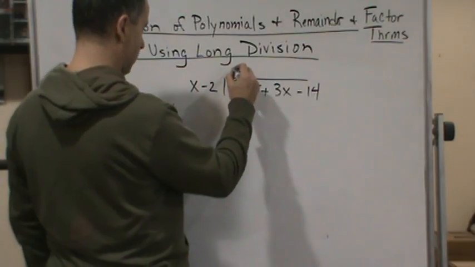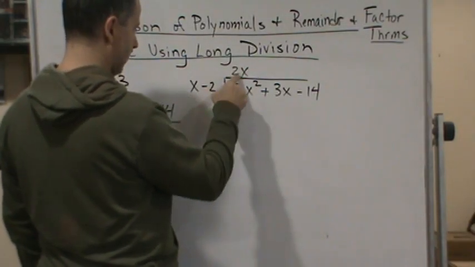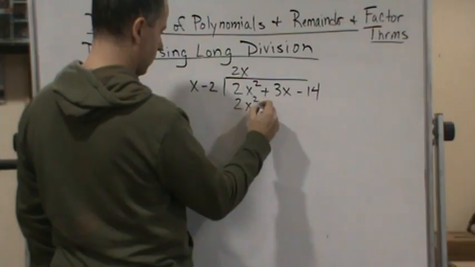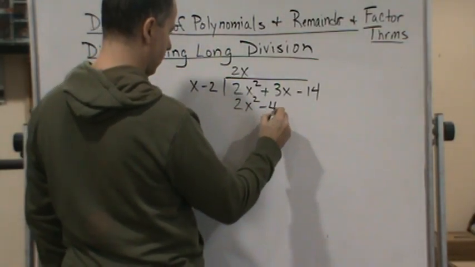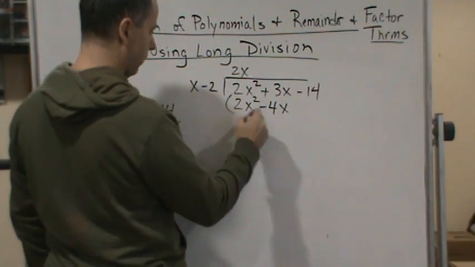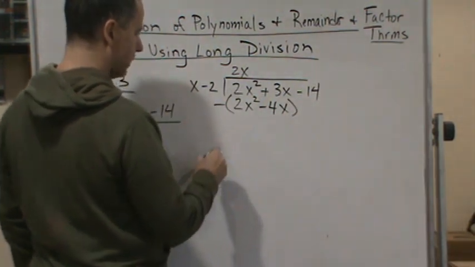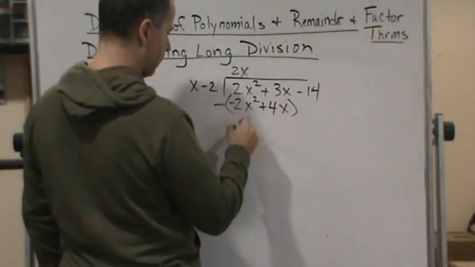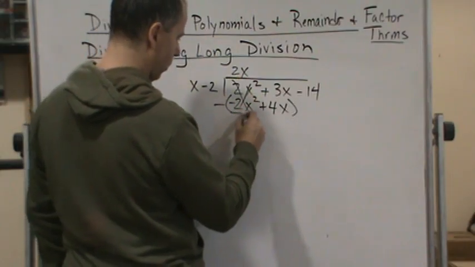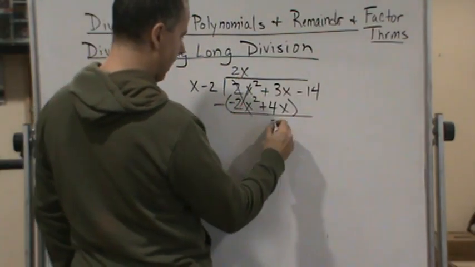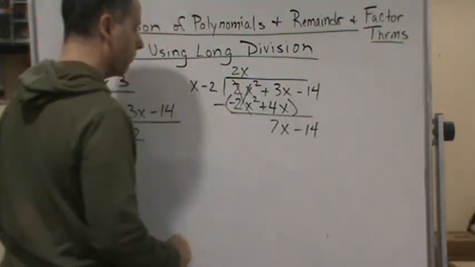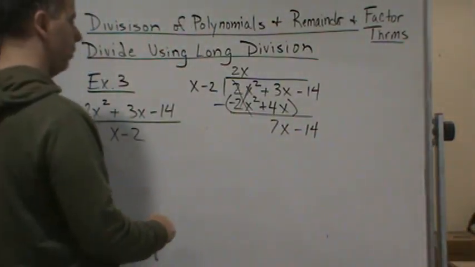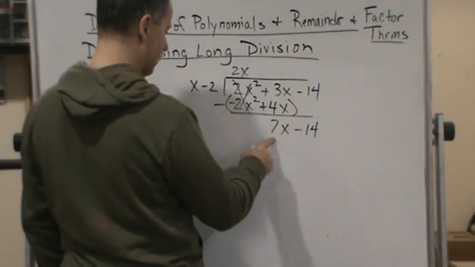So we're going to put 2x. x times 2x gives us 2x squared, minus 2 times this is going to give us a minus 4x. Okay, then we're going to subtract, and so when we subtract, this is going to go away. We're going to get 7x. Now we're going to drop down the 14. Okay, now we do the whole process over again.